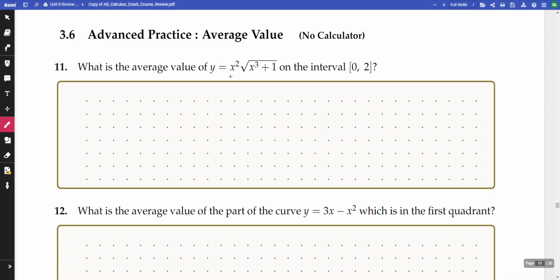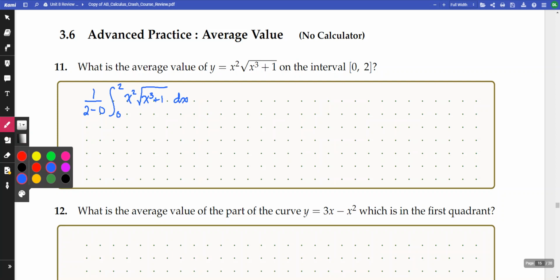Okay, well, in order to find the average value on the interval, I know I'm going to need 1 over b minus a, the integral from a to b of my function. This is x squared, square root of x cubed plus 1 dx. Now, to solve this, we're going to need to do a u substitution, right?